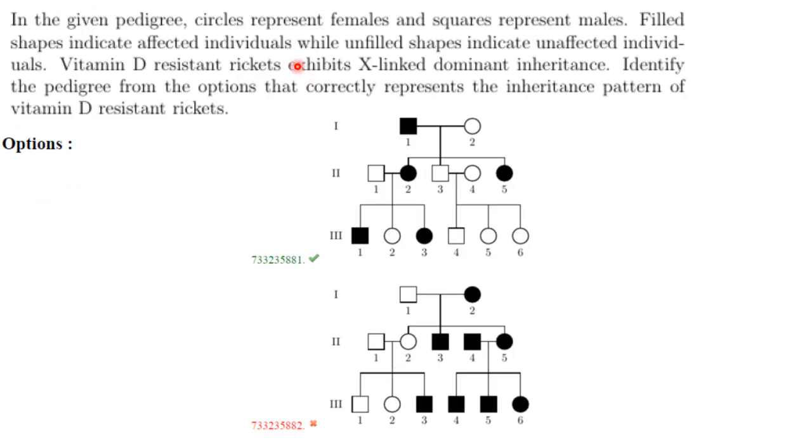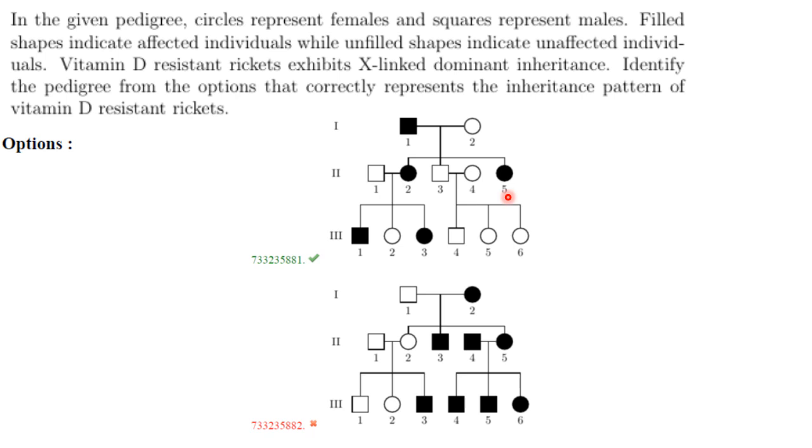Now next one. In the given pedigree, circles represent females and squares represent males. Filled shapes indicate affected individuals, while unfilled shapes indicate unaffected individuals. Vitamin D resistant rickets exhibits X-linked dominant inheritance. Identify the pedigree from the options that correctly represents the inheritance pattern of vitamin D resistant rickets. Now here the male or the father is affected and the daughters are also affected. So all daughters of the male who has the trait will also have the trait. That is one characteristic of X-linked dominant inheritance.